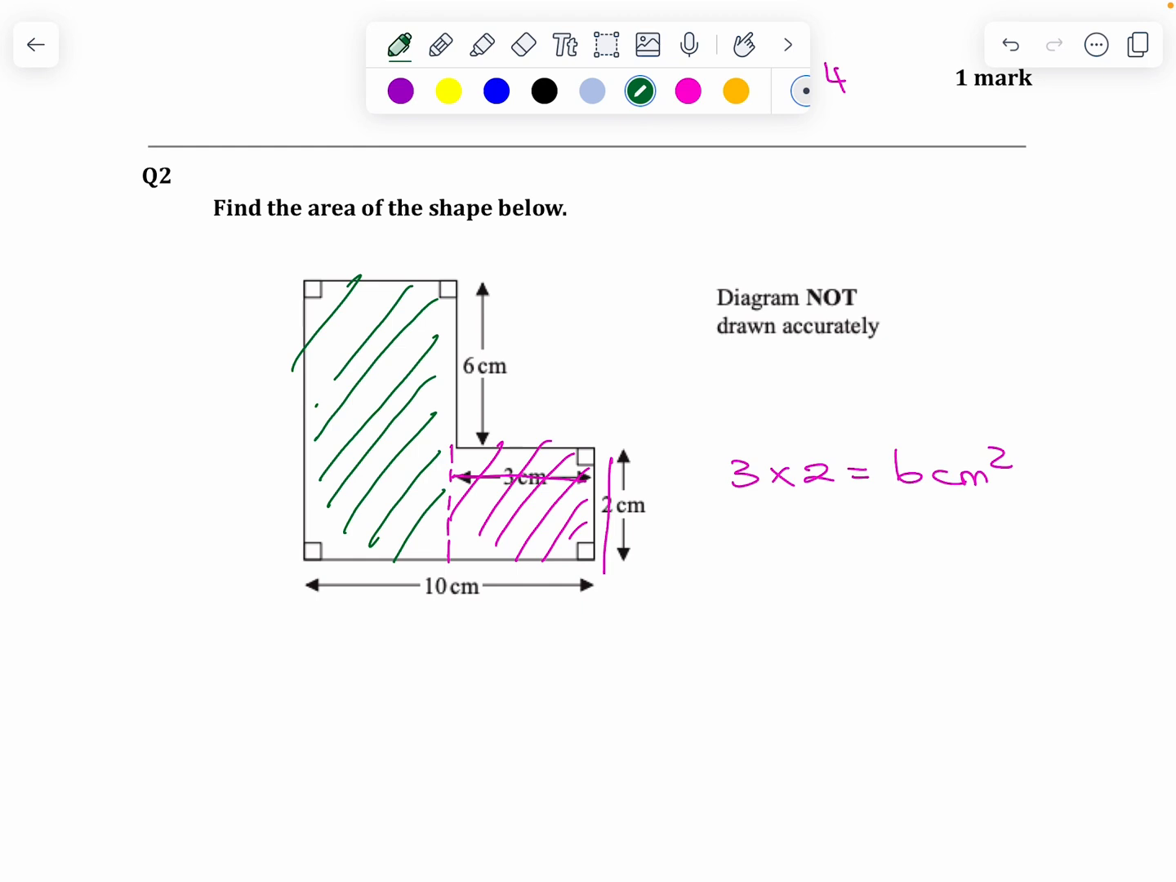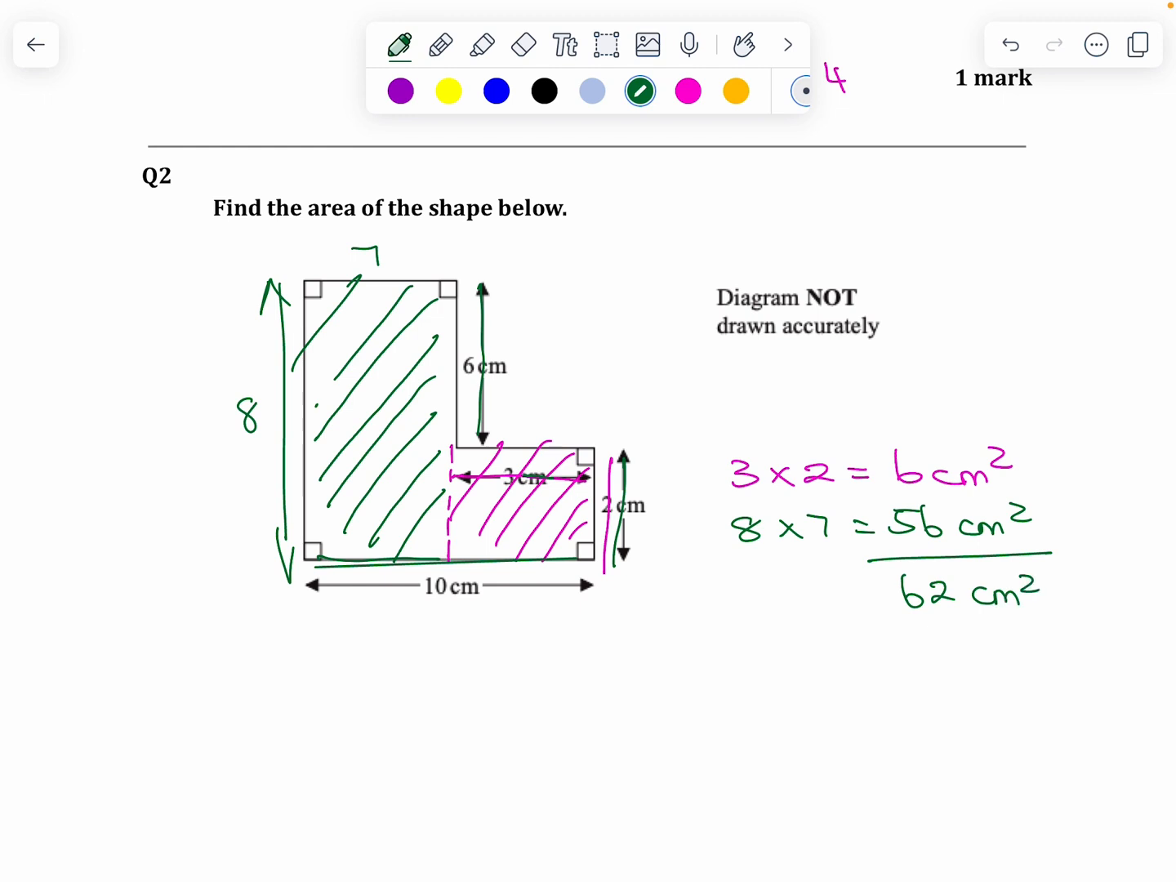I know that it's 6 plus 2, so 8 long. And then here, I know that all of it is 10, but up to this part is 3, so it's 10 take away 3, so it must be 7. So that means that the area of that bit is 8 times 7, which is 56 centimetres squared. I add them together to find the total, and 62 centimetres squared is the area of this shape.